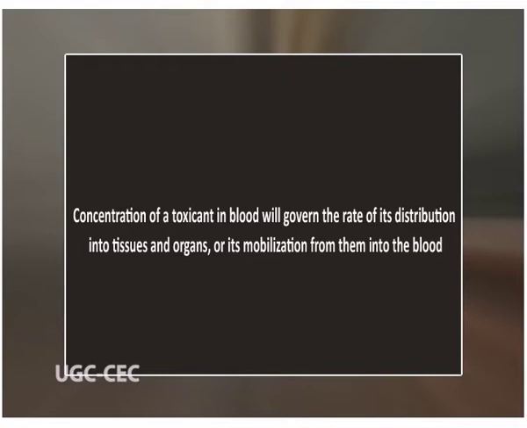The distribution of a substance within the organism is a dynamic process which depends on uptake and elimination rates, as well as the blood flow to the different tissues and their affinities for the substance. Water-soluble, small uncharged molecules, univalent cations, and most anions diffuse easily and will eventually reach a relatively even distribution in the body. The concentration of a toxicant in blood will govern the rate of its distribution into tissues and organs, or its mobilization from them into the blood.